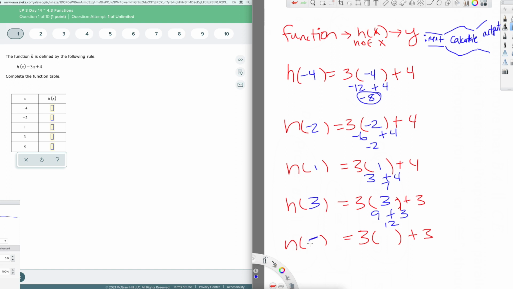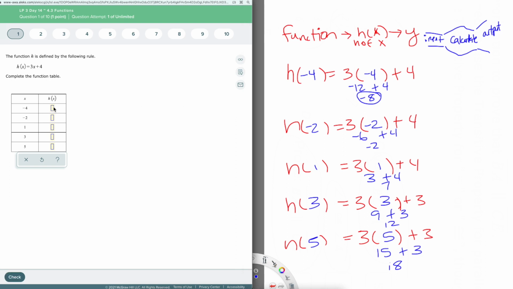And then the last guy here. So we have 3 times 5 plus 3, and then that's 18. So remember your PEMDAS rules on this too, because I have to do the multiplication before I can add the 4. We can't add 4 and then multiply by 3. It has to be multiplication and then addition. So just be careful about that as you type these in, and make sure that you are paying attention as you add them in.